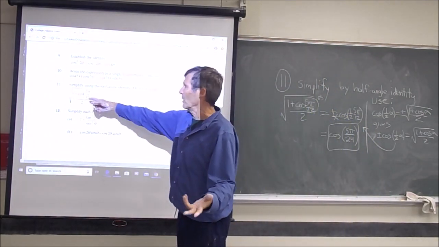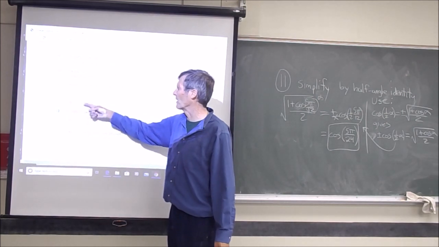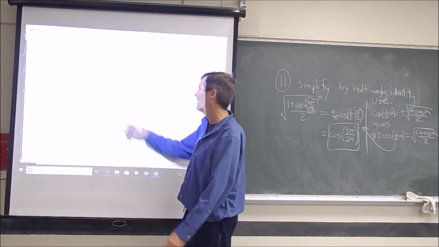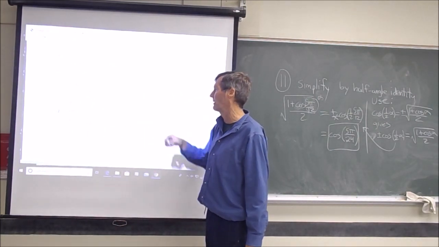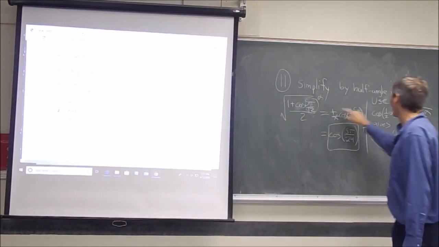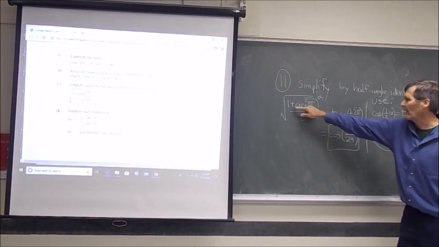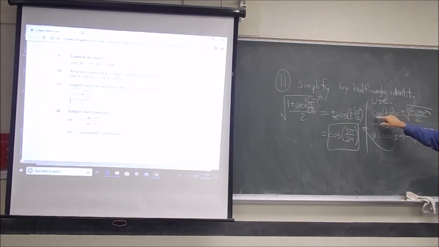Here's number 11. Again, this is a what-does-it-look-like kind of identity. I see the square root of (1 plus cosine) over 2. That looks real familiar, right? Well, the hint is here. It's a half angle identity. How do I evaluate that? Cosine of one half alpha equals plus or minus the square root of (1 plus cosine alpha) over 2. Since I have plus here, I want to use this one. Sine of one half alpha would have a minus here. I have to use the cosine identity.